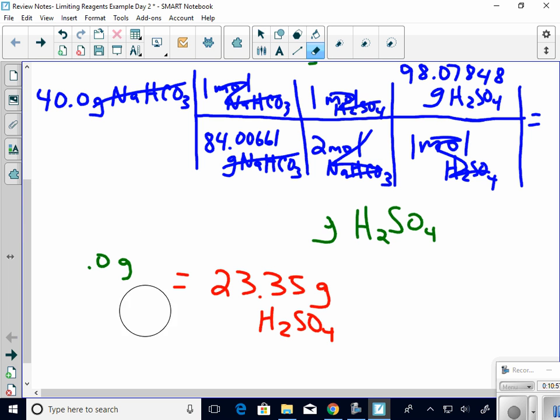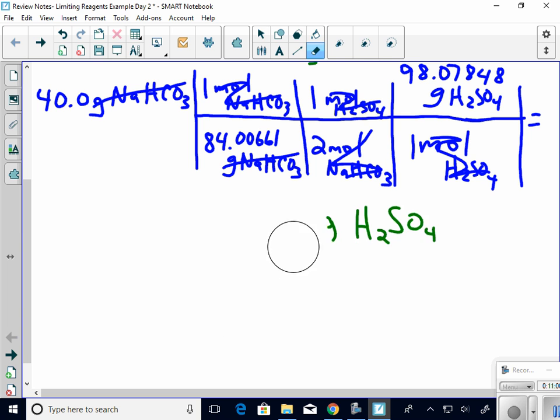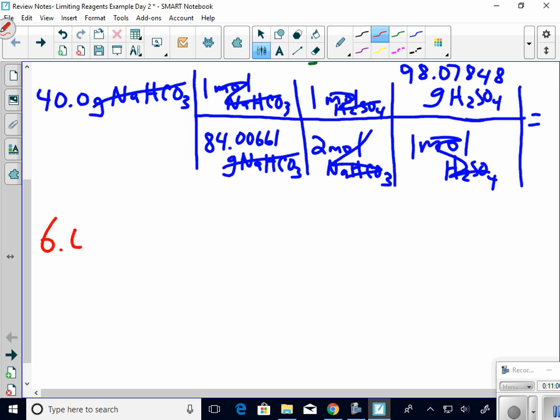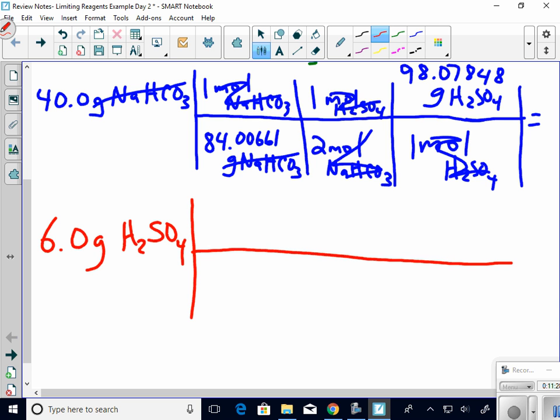Now, I'm going to erase this part right here, and I'm going to show you, because I told you I could pick either one. So now I'm going to pick 6 grams, because that's what I have of sulfuric acid. Let's say I went with 6 grams of sulfuric acid. I'm going to do the same process, and it's going to be very similar, just with the numbers at different places. So I'm going to convert mass to mass from sulfuric acid to sodium bicarbonate.